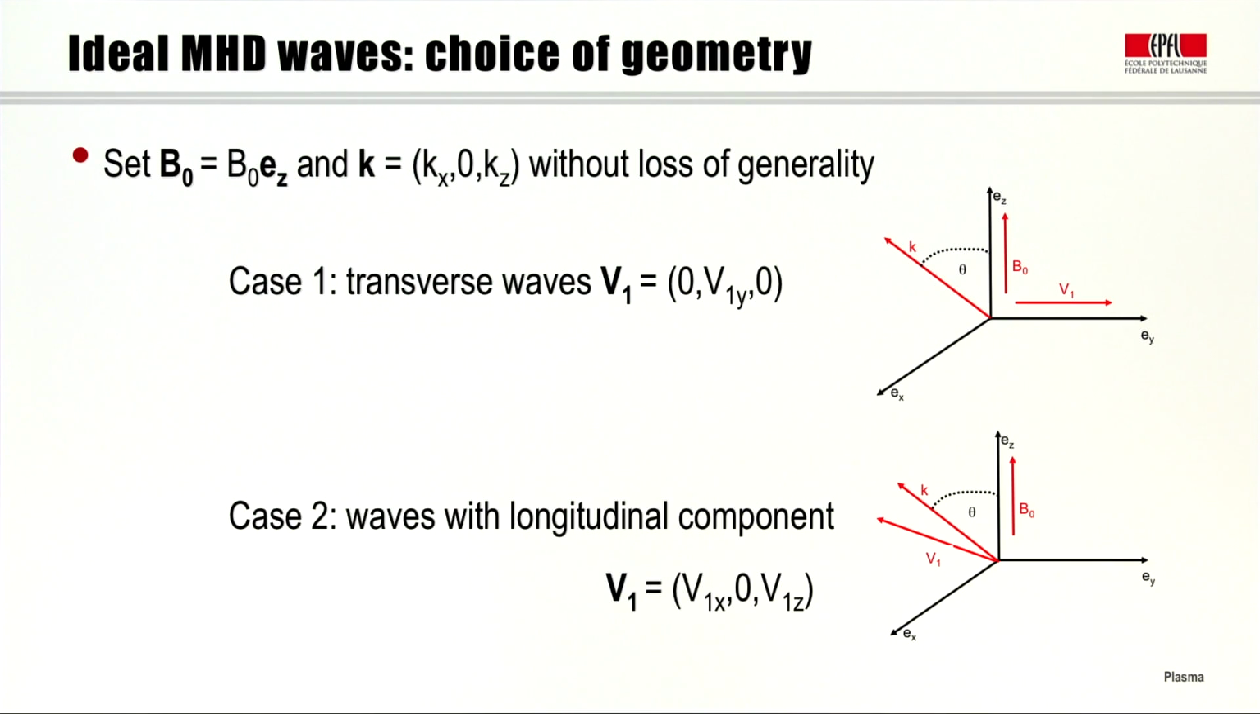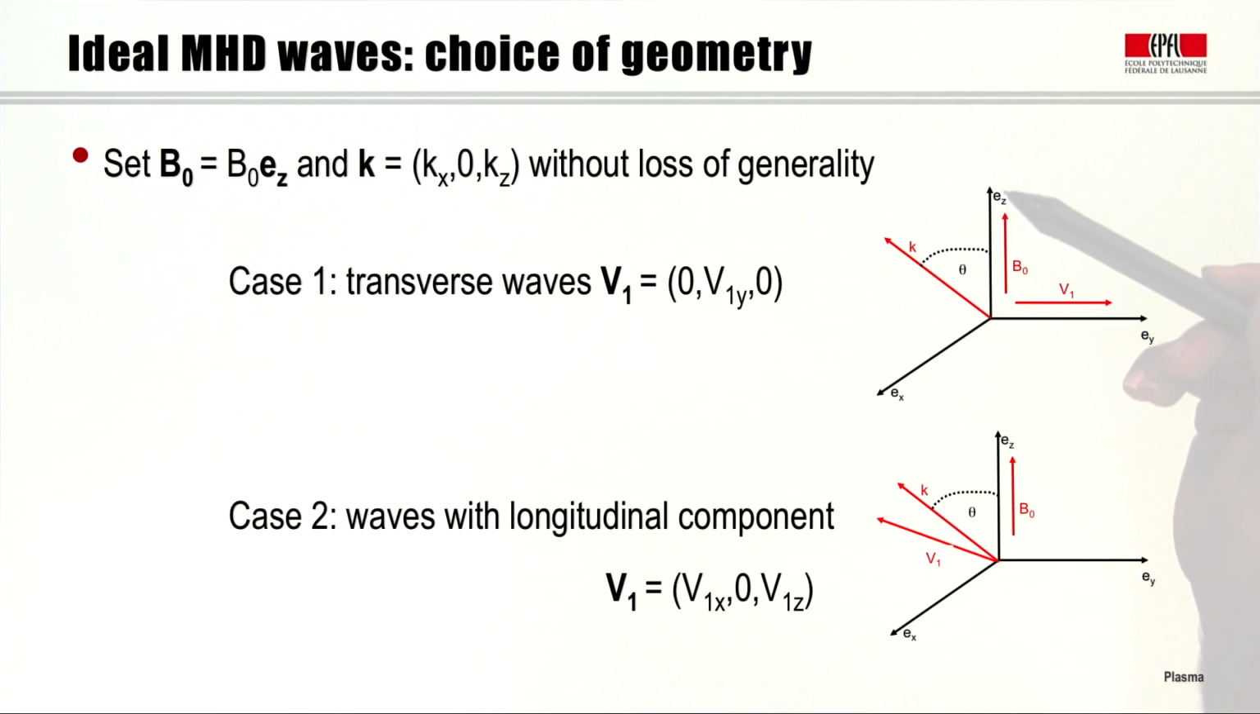We can now choose our geometry for the waves. Without loss of generality, we can take the equilibrium magnetic field to be along the z-axis and take the k vector in the xz plane. We now have two cases. The first case is the case of transverse waves, where V1 is perpendicular to k. This case is depicted here in this figure.